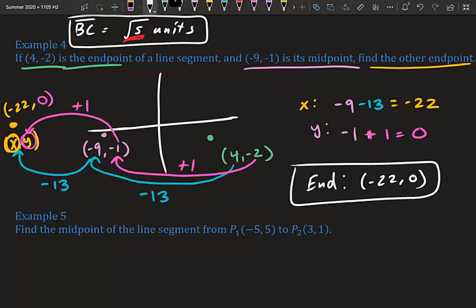You could also use the midpoint formula. That is review. That's why I don't teach it. I'm trying to teach you another way to look at things, because we know how to count distance and stuff like that. All right, let's actually use the midpoint formula.